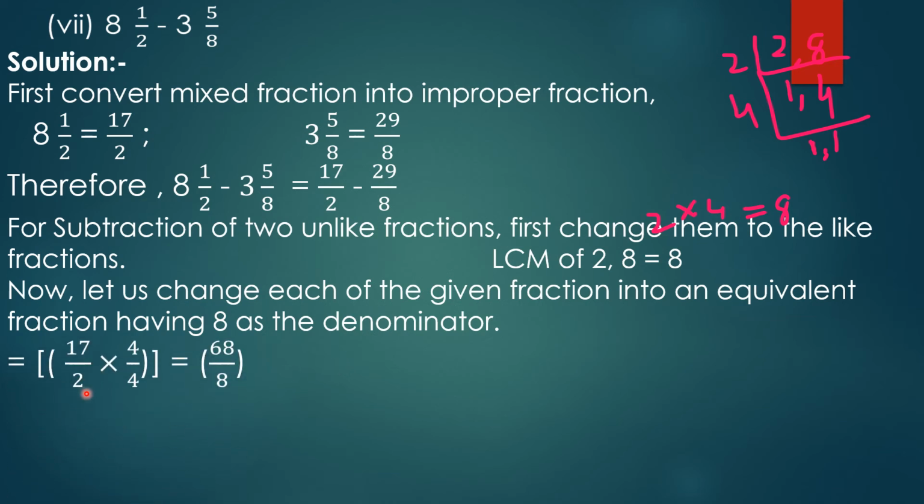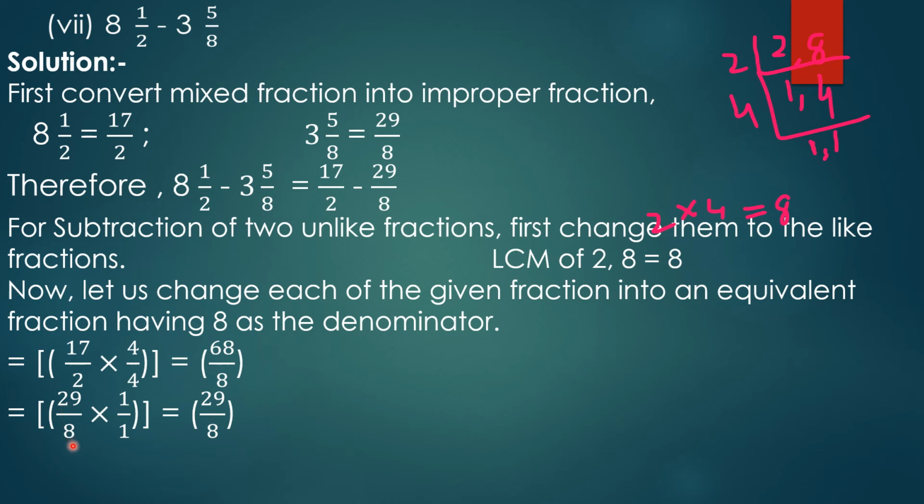Therefore, 17 by 2 will become 17 by 2 into 4 by 4, because here the denominator is 2 and it should be 8, meaning the denominator should be multiplied by 4. When we are multiplying the denominator, the numerator also should be multiplied by the same number. Therefore 17 into 4 divided by 2 into 4, which is equal to 68 by 8. And the next fraction is 29 by 8.